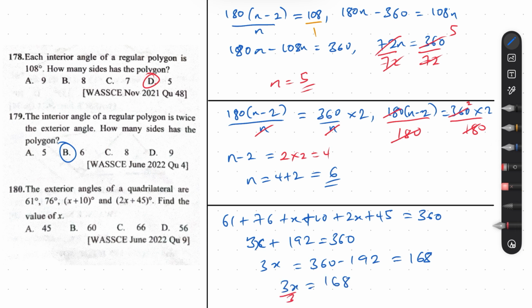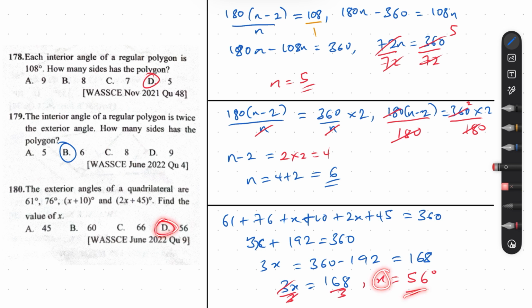So 3 will cancel out, then we'll have x equal to 56, which is D. If you divide this, you get 56. So the value of x is 56, which is D.